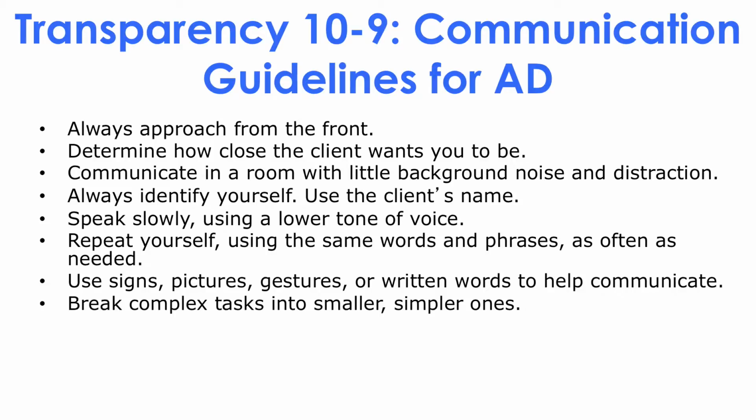We want to make sure that we approach them from the front so we don't scare them. As dementia grows and as they have problems understanding, we want to speak slowly, use a lower tone of voice, and always repeat ourselves if needed. If they have problems conversing or gesturing with you, we need to use signs, pictures, gestures, or written words to help with communication.